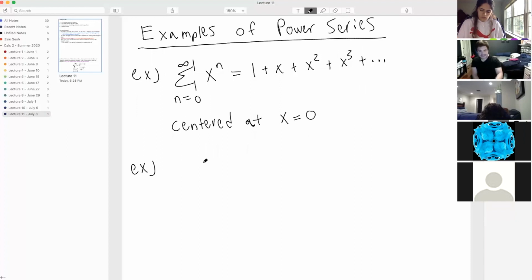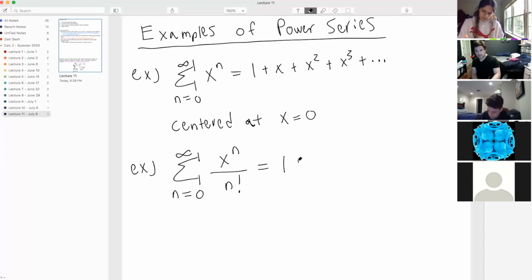Okay, next example. Here's a nice example, which we're going to look at next class. This is the sum of x to the nth power over n factorial. Just to write out the first few terms, it's going to be 1 plus x squared over 2 factorial plus x cubed over 3 factorial, and so on.